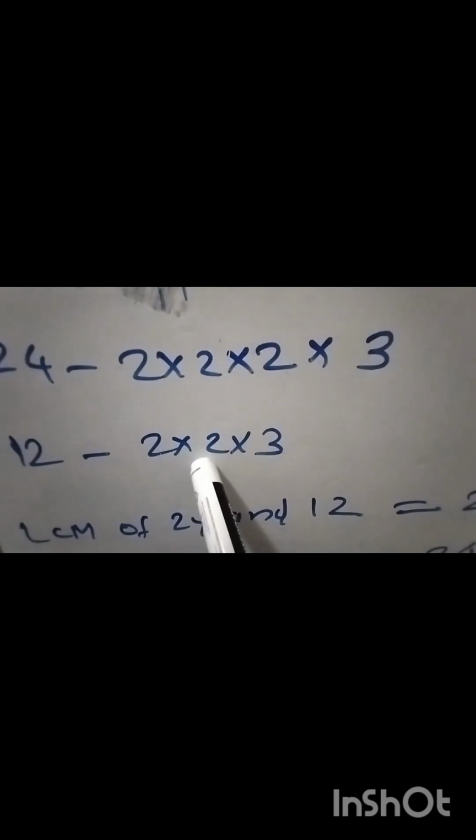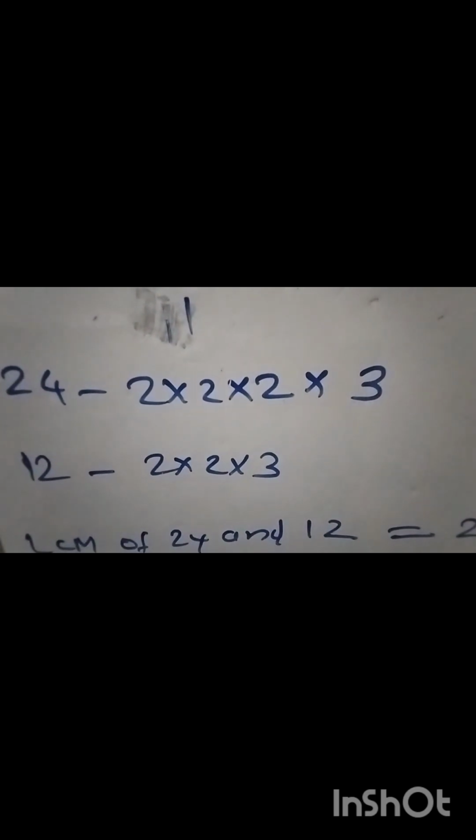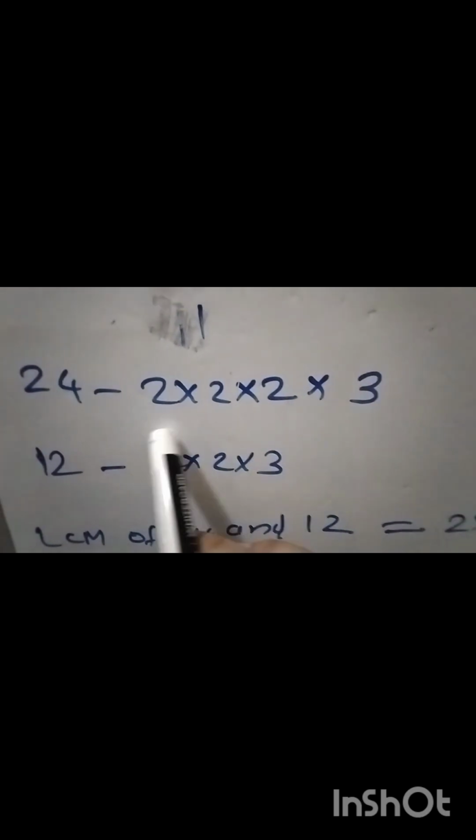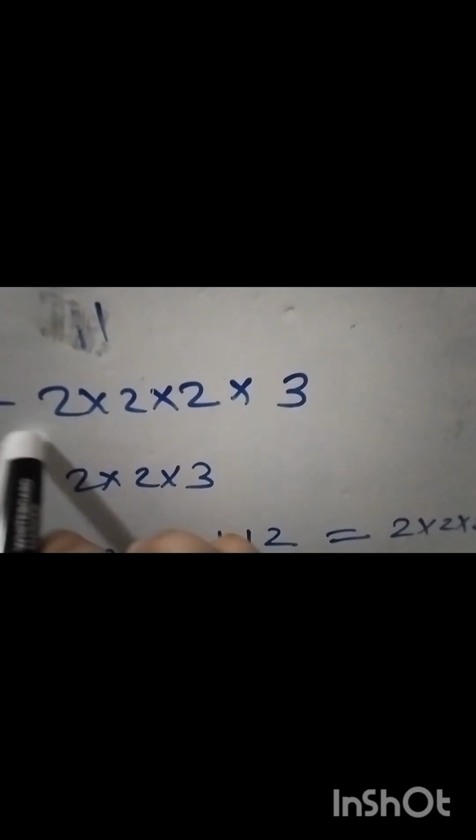We have to write how many times 2 comes in 24 and 12. That is, the maximum times how much here? In 12, 2 comes 2 times. In 24, how many times does 2 come? That is 3 times. So the maximum number of times 2 comes is 3. So that is what you have to write. So we have to write this much, 2 into 2 into 2.